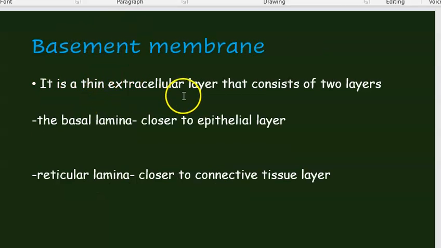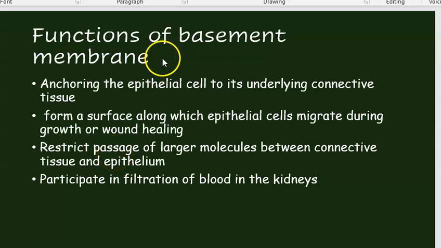So next is the basement membrane. It is a thin extracellular layer that consists of two layers. You have already seen in that figure the basal lamina and the reticular lamina. Basal lamina is closer to the epithelial layer, and reticular lamina is closer to the connective tissue layer. What are the functions of basement membrane? Anchoring the epithelial cell to its underlying connective tissue by cell junction hemidesmosomes.